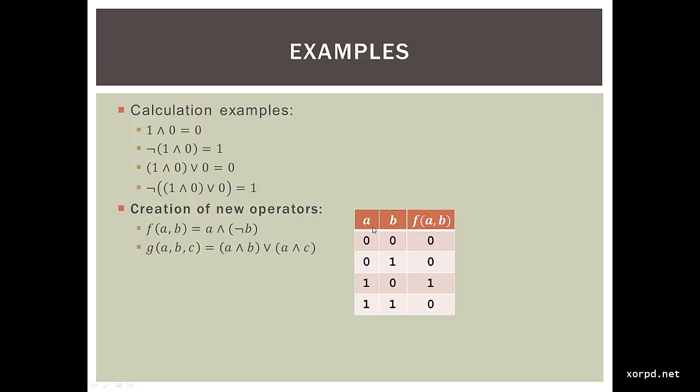The last possibility is A equals 1 and B equals 1, which gives inside the F expression 1 and the negation of 1, which is 1 and 0. It results in 0, and we have 0 here. This was just an example of calculating the different outputs for possible inputs for this operator, the F operator.